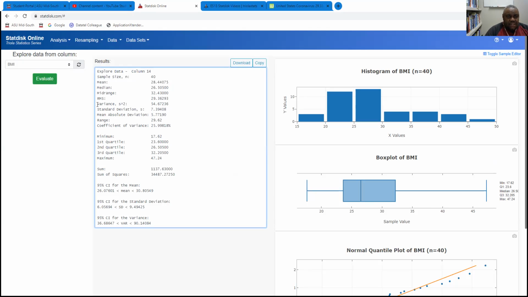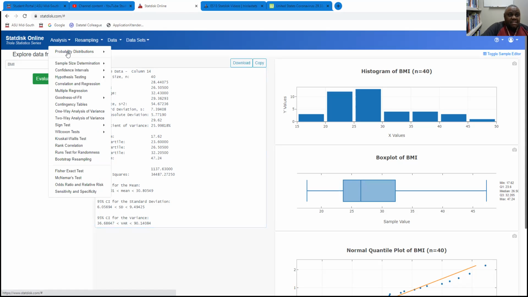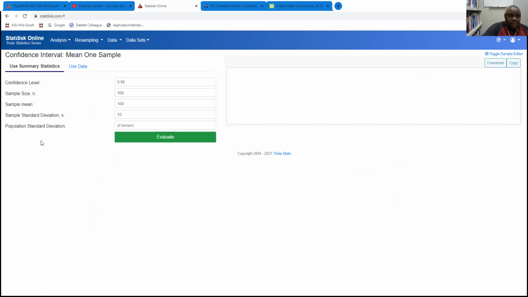And then we also need the standard deviation, which is right here. I'm going to say the 2 decimal places, 7.39. And we're also going to need that sample size, which is up here. That's 40. Okay. So now we can do the confidence interval. Let's go to analysis at the very top. Select confidence interval, click on that. It is a mean for one sample. Okay. You'll select that one, mean one sample.